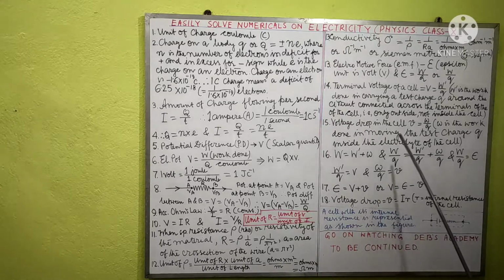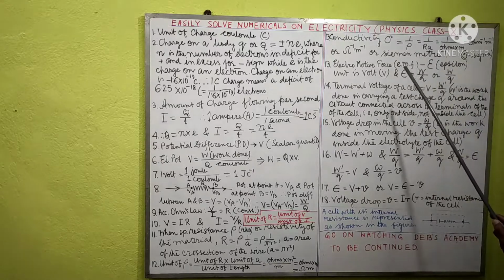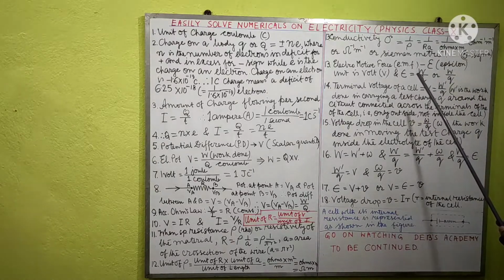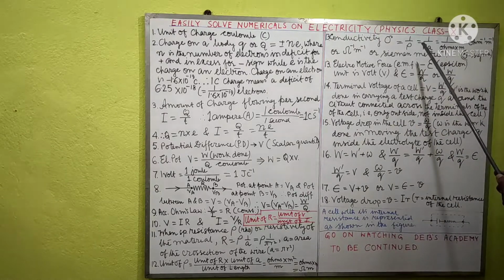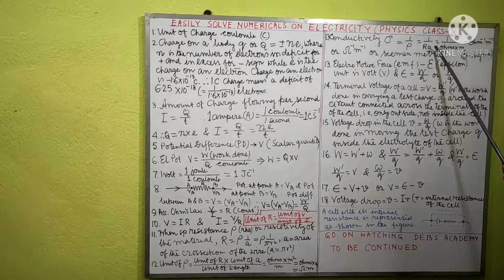Next, conductivity. This is called sigma. Sigma equal to 1 by resistivity. This is 1 by rho, means 1 by R into A by l, that is 1 by ohms into meter, that is ohms to the power minus 1 and meter to the power minus 1. This is also called Siemens per meter.